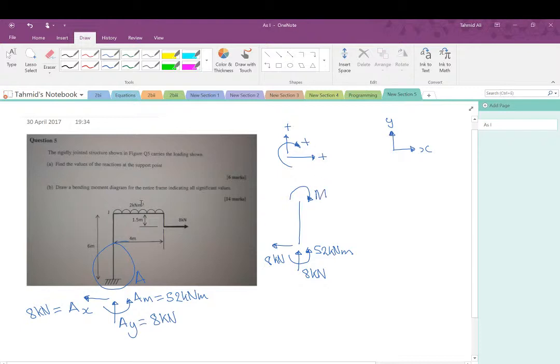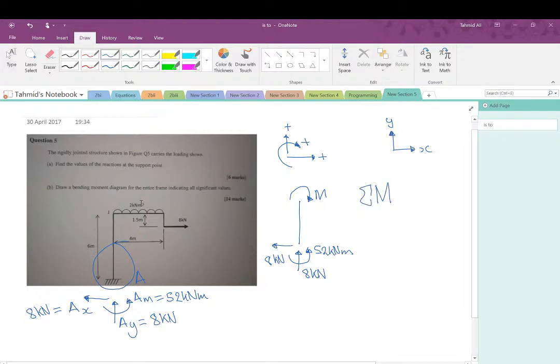Now it's asking you in part B to find the bending moment diagram for all of this. So I'm going to get an equation for this part of the beam, then this part of the beam, and this part of the beam. Essentially I'm going to get an equation once you've crossed the different corners of the frame, and this would give you the bending moment diagram for this diagram.